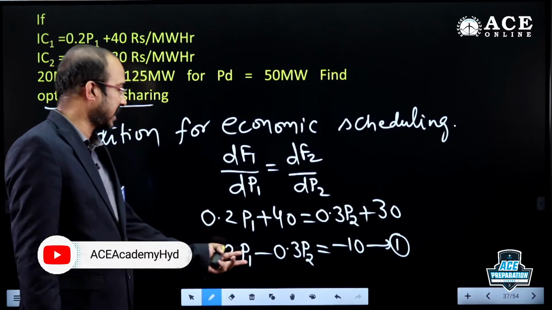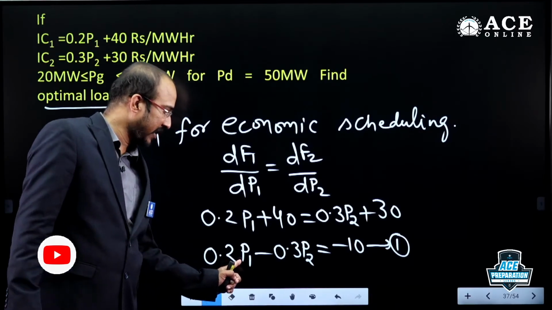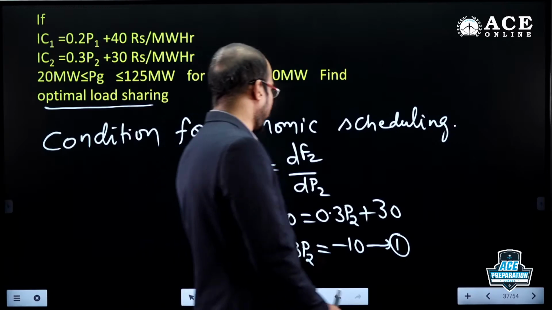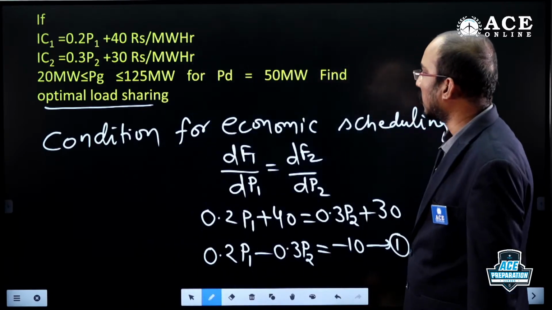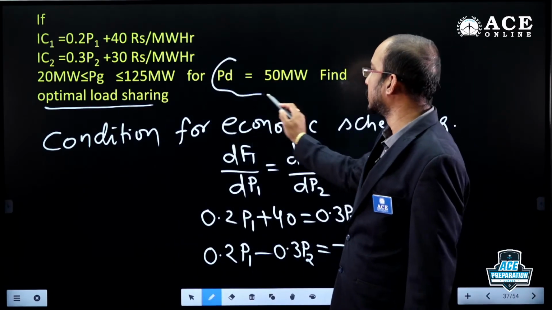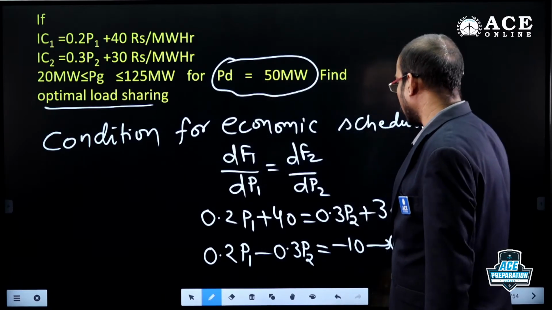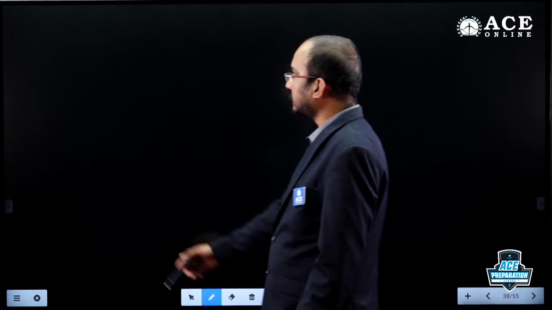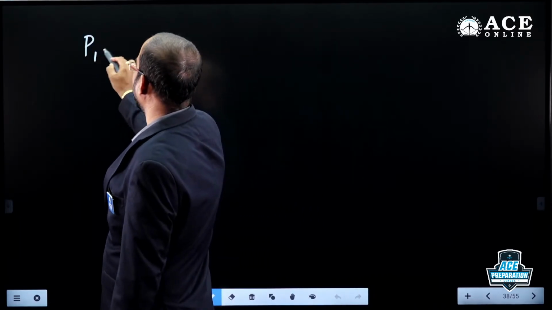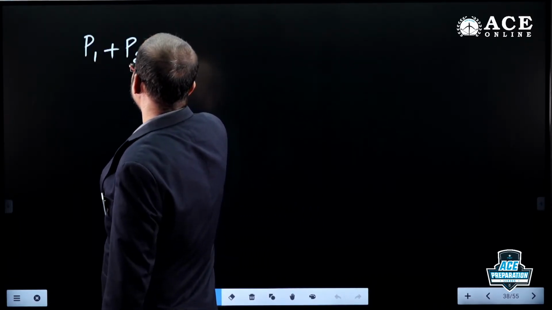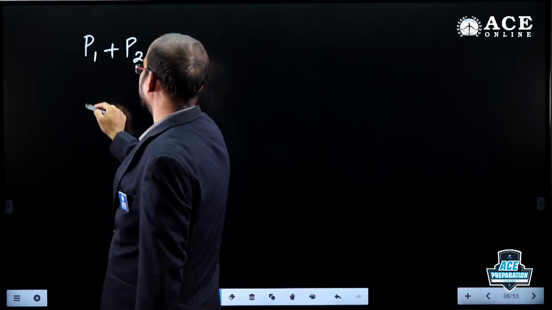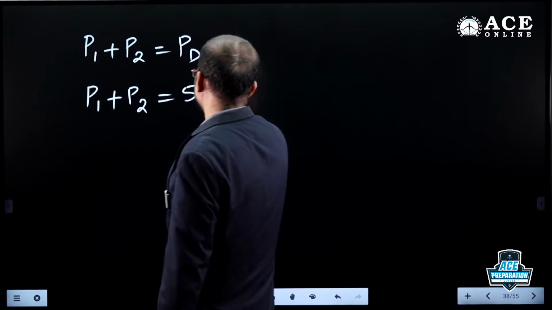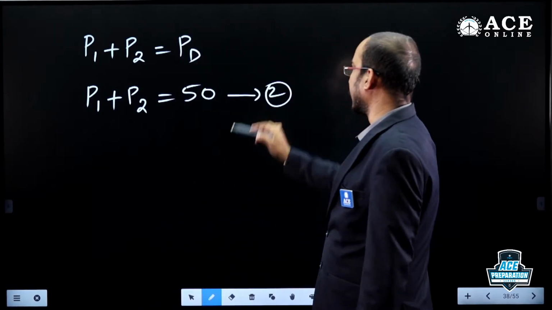But here two unknowns are there. We need to calculate both P1 and P2, but here only one equation we have formulated. So how do you formulate the second equation? Use this PD. So power demand is how much? 50 megawatt. So we need P1 plus P2 is equal to PD. So P1 plus P2 is equal to 50. So you got the second equation.